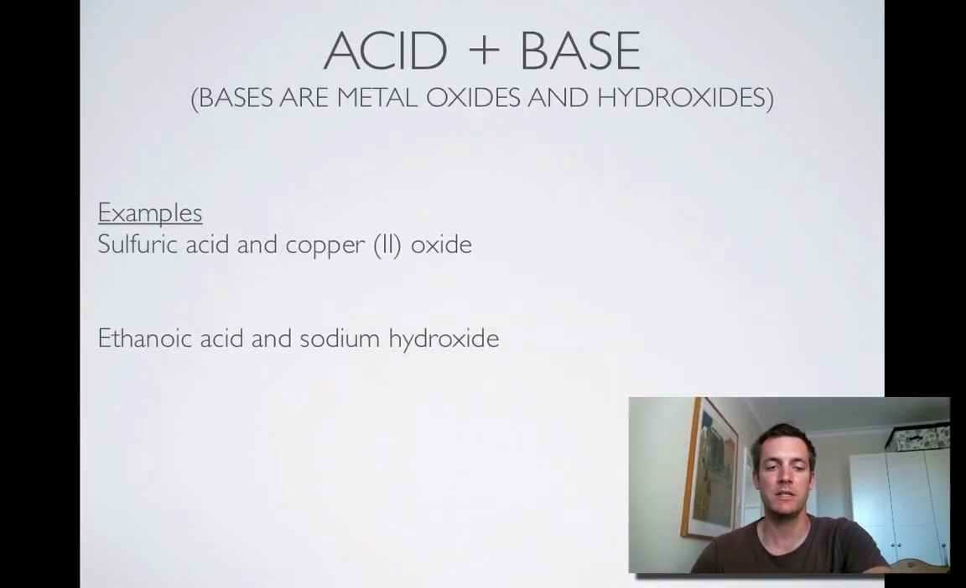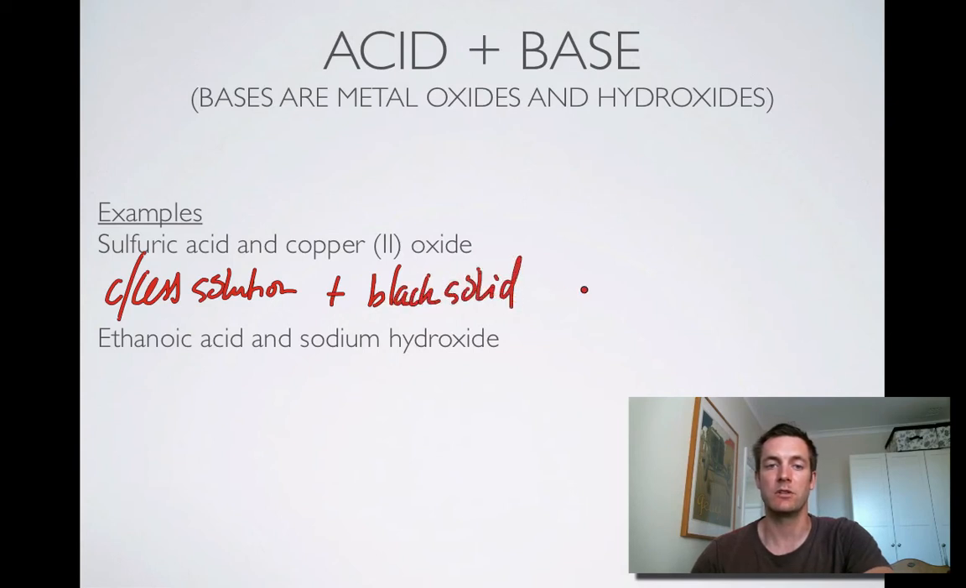Next one, acid and base. We're starting with sulfuric acid and copper 2 oxide. That is a colourless solution. Acid and base is going to make salt and water, so we're not going to get the bubbles of colourless gas this time. We can check that copper 2 oxide, well, copper 2 is a blue ion, but it's one of the exceptions on the list. This is a black solid. You can see that on the data sheet if you go and check.